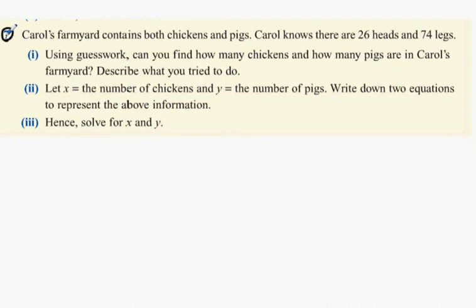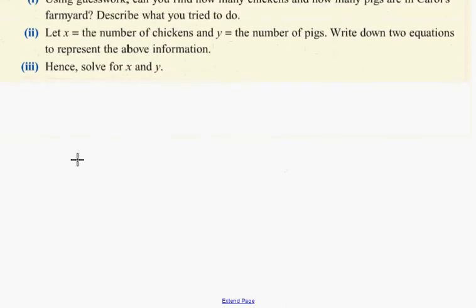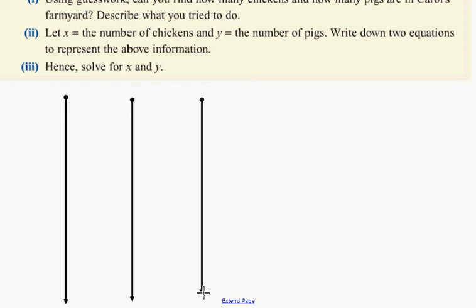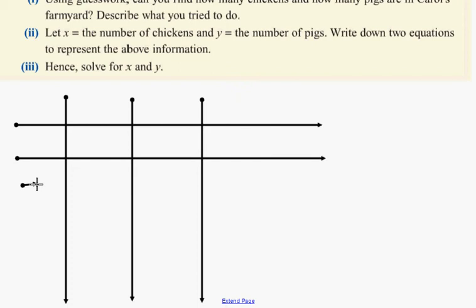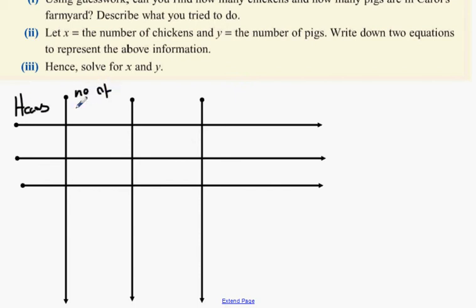Question 7. Oh, the guesswork one now, right? So the guesswork one is how many animals there is. What I'm going to do is make a little table for myself. This is going to be heads. This is the number of legs for chickens. And then the other one's going to be the number of pig's legs. Are you happy enough with that?